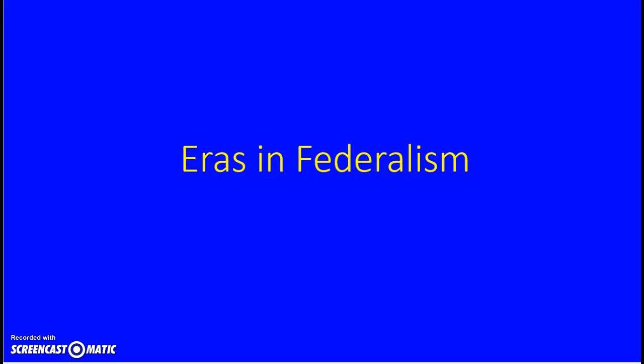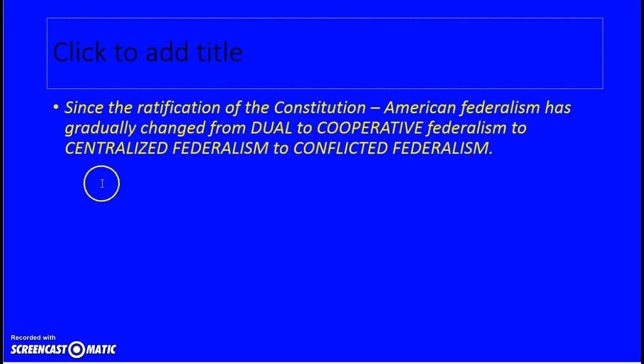This is called Eras in Federalism. It's just talking about the timeline of federalism, basically. So, first slide. Since the Constitution was ratified, we have moved from dual to cooperative to centralized to conflicted federalism. So, we're going to have a quick look at each of those.